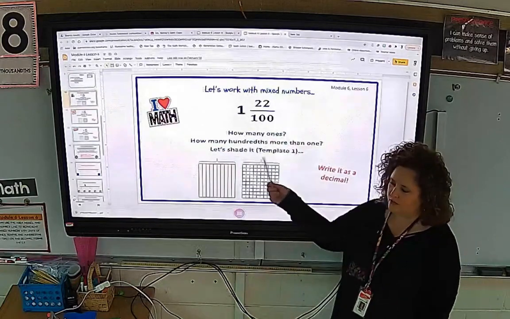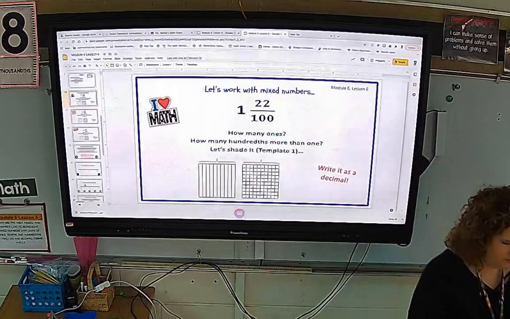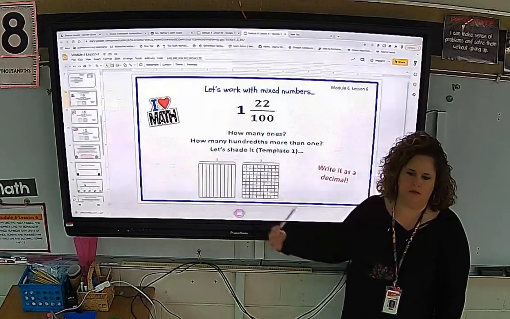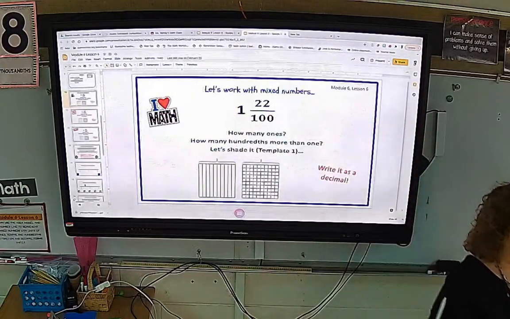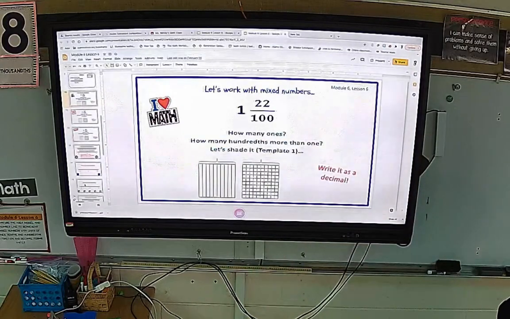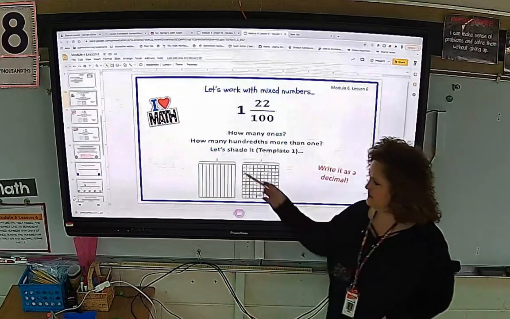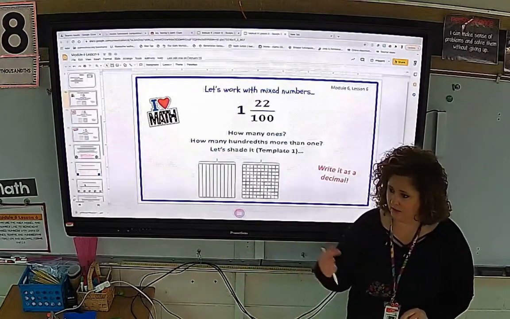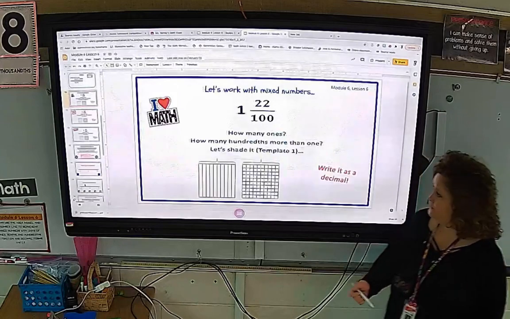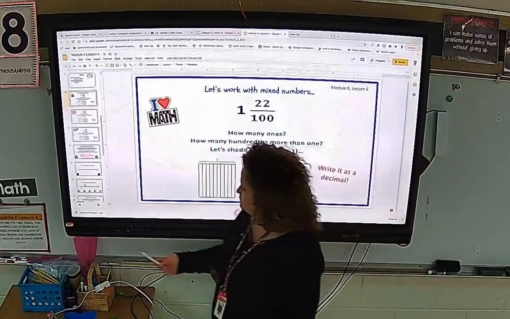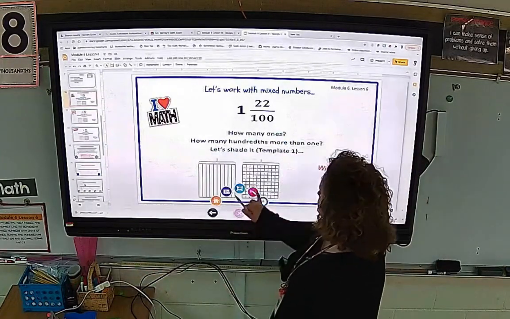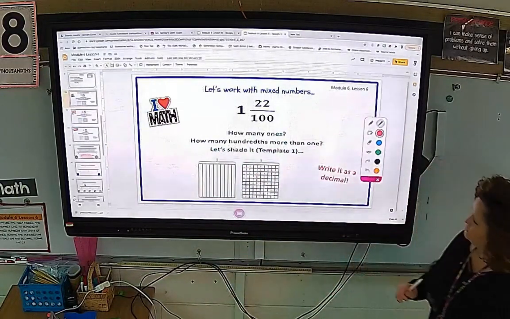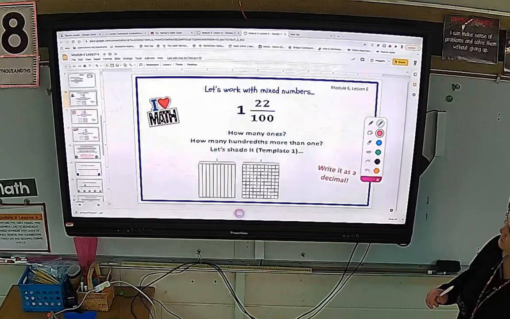All right, so just right now, let's talk about it before we start using our marker. How could we show 1 and 2200ths on the area model? What would you do? If I asked you to show it using the two boxes at the top of your template, how would you do that? Yeah. On the tens one, you can shade in two boxes and cut one box into 10 and shade two little pieces of that box.